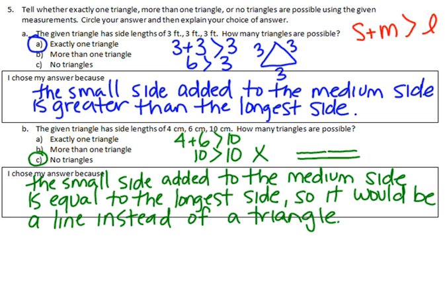For our explanation, we can say the small side added to the medium side is equal to the longest side, therefore it would be a line instead of a triangle.